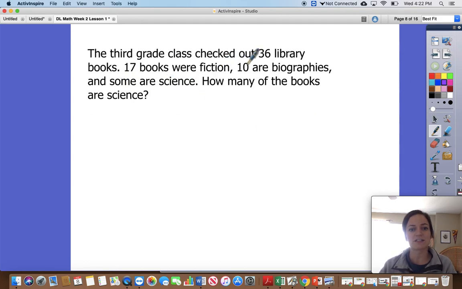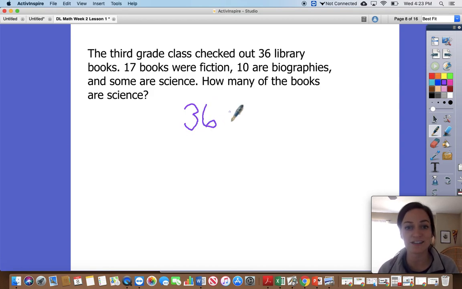The 3rd grade class checked out 36 library books. 17 books were fiction. 10 are biographies, and some are science. How many books are science? Now this one is a lot like the Lily one with her fruit, okay? I'm a visual person, so I'm going to draw it. Oh, actually what I'm going to do is have you pause it and try it on your own and then push play when you have the answer. Go.